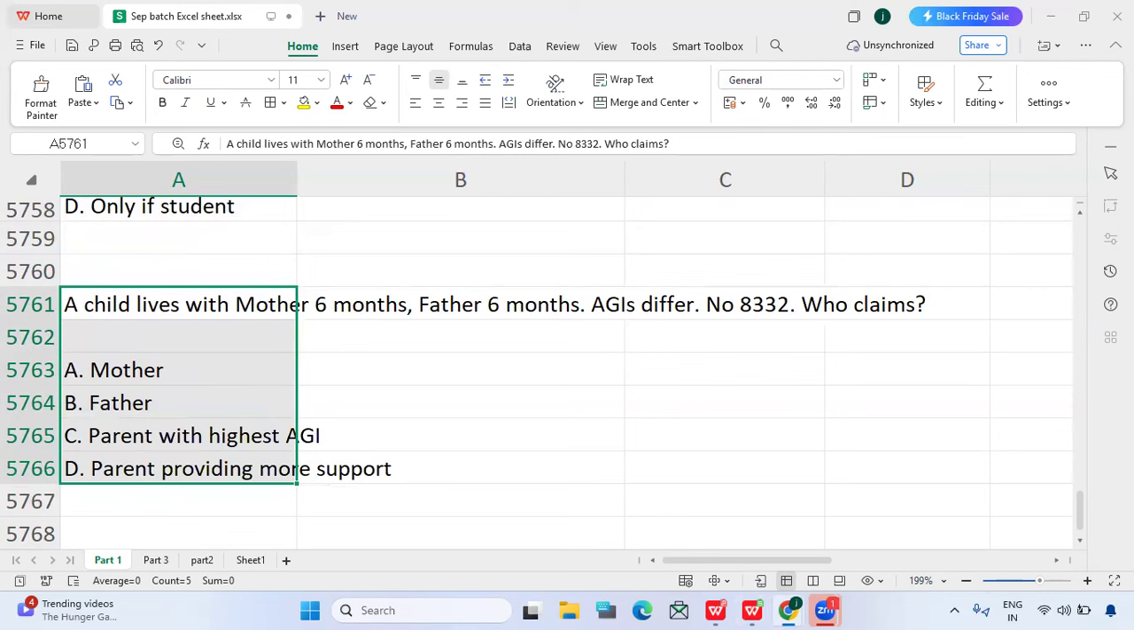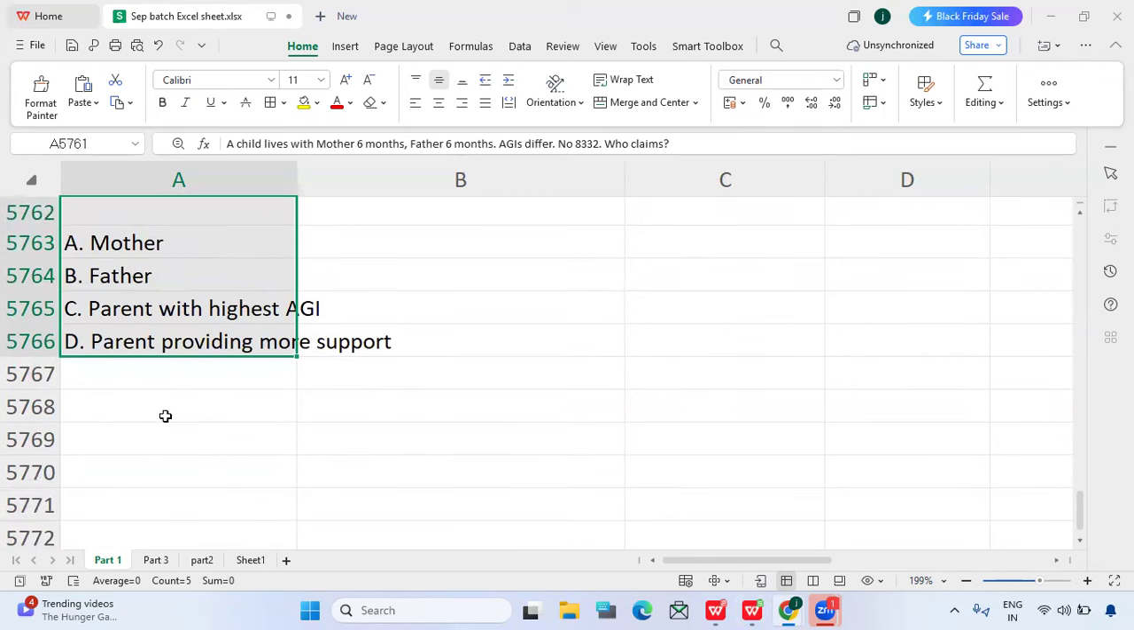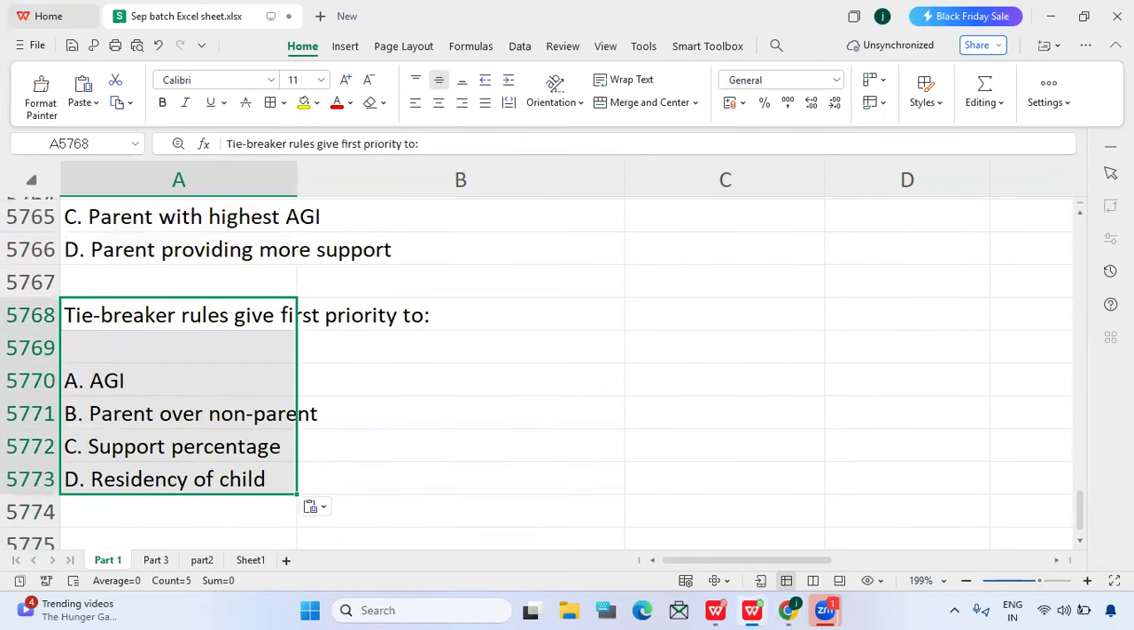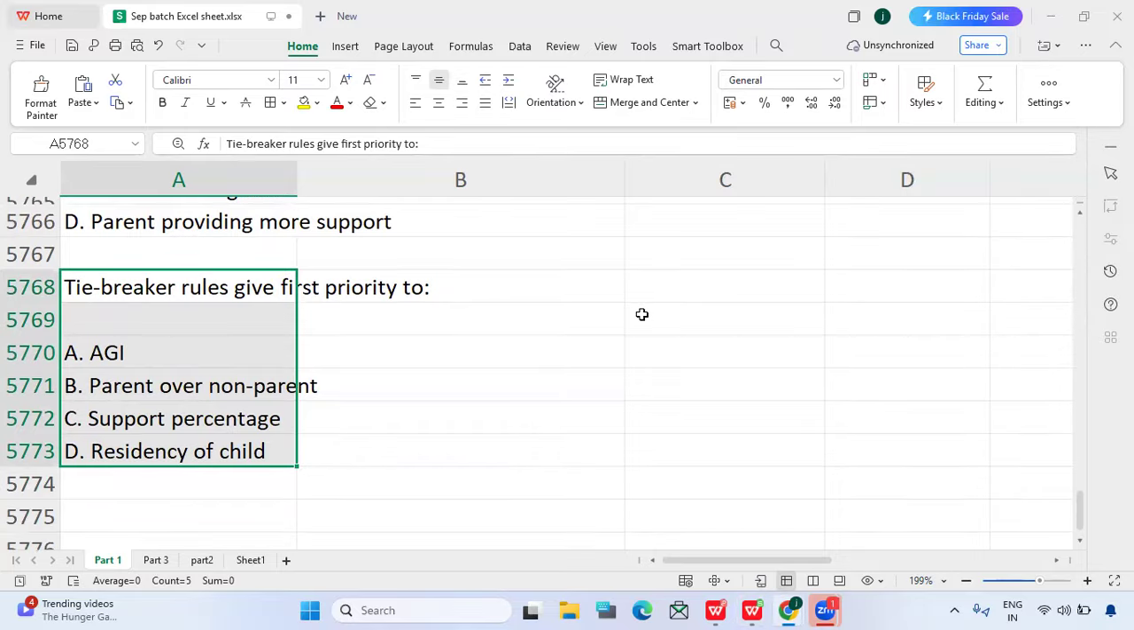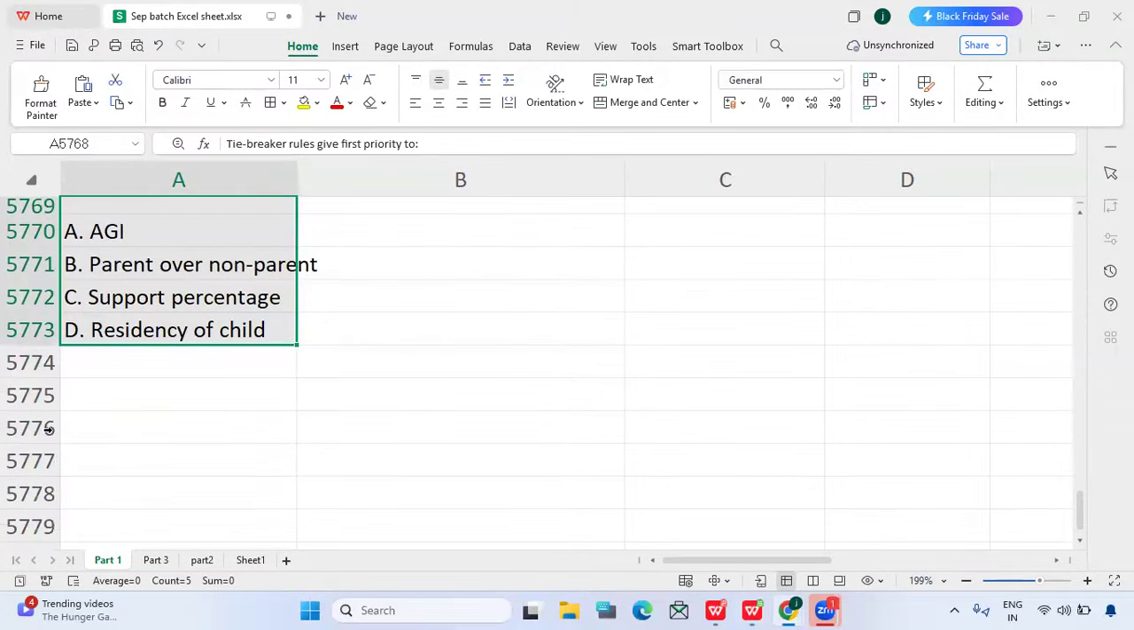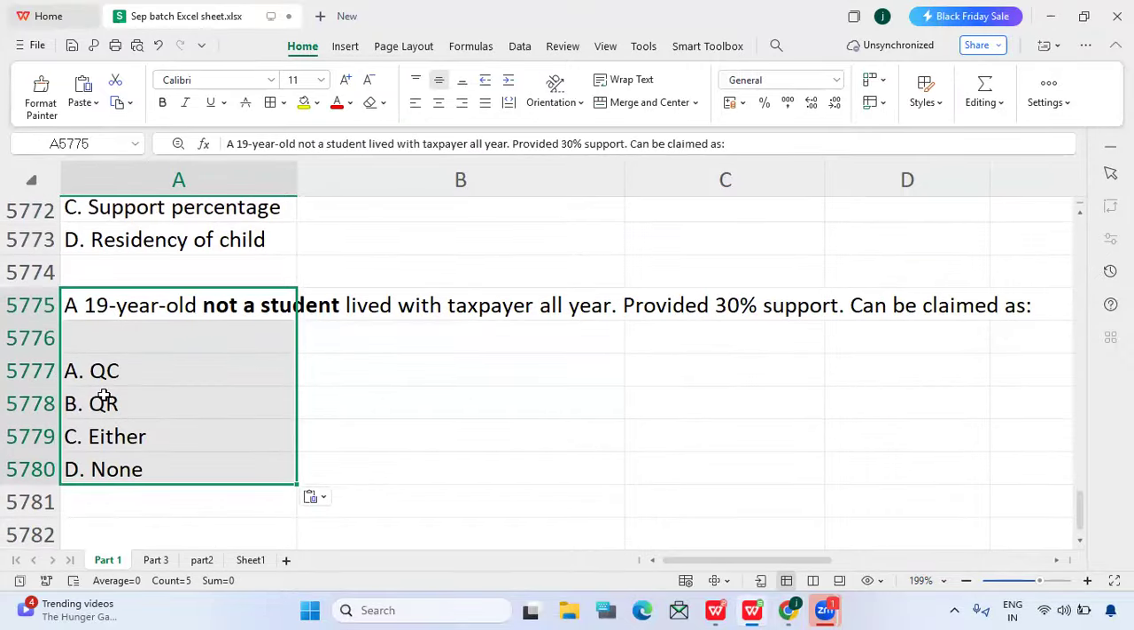Parents with the highest age. So for the tiebreak rule, what is given first priority: AGI, parents or non-parents, support percentage, or residency of children? B. So parents versus non-parents first, then number of days, then AGI. That is the priority order. Age is up. And 19 years old.